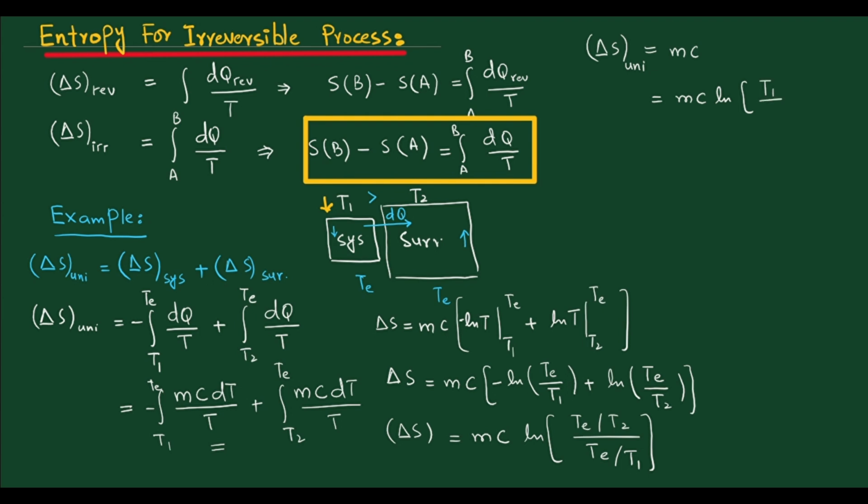T1 divided by T2. As we know that T1 is greater than T2 because the temperature of the system is greater, the ratio of T1 over T2 will be greater than 1, and the natural log of a number greater than 1 is a positive number. That's why the change in entropy of the universe is a positive number, and we can say the change in entropy for the universe for an irreversible process is greater than 0.